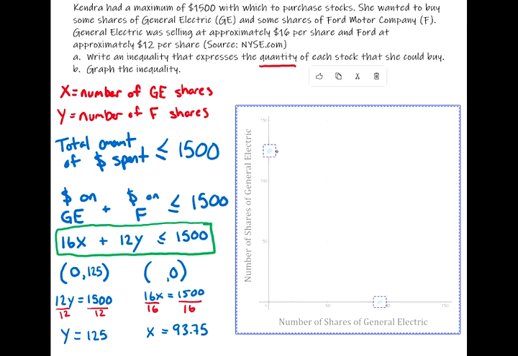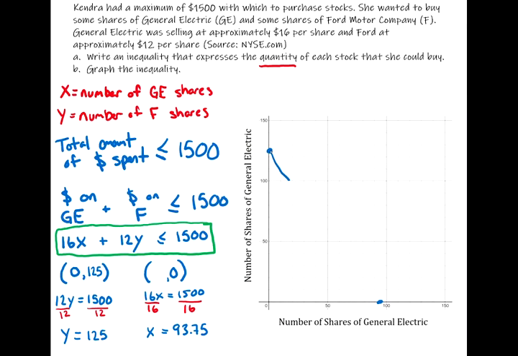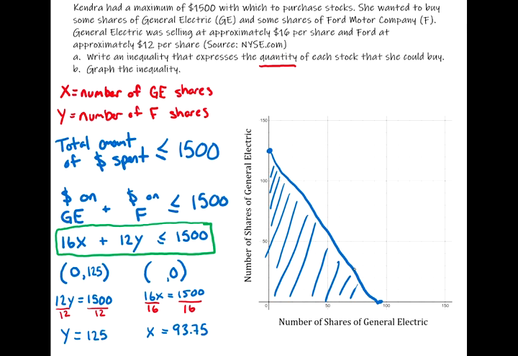Once we have our 2 points, we can draw the line. Remember, it's a solid line because of the or equal to in our inequality. And because of the less than part of the inequality, we shade below. Any pair of numbers, any point x comma y in this range would be a possible number of shares that she could buy. All right, so we've created our inequality and we have graphed it. That does it for this problem. I hope this was helpful.